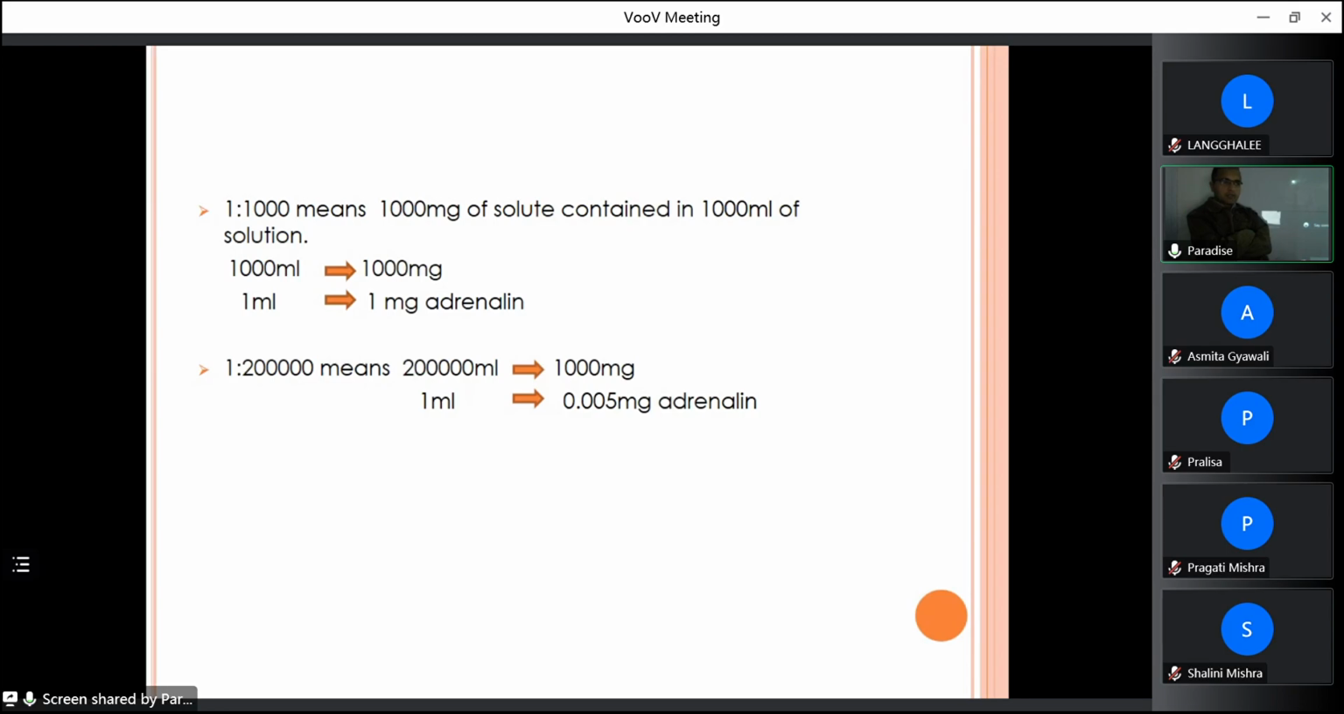And in exams, they ask such a question: if the concentration of adrenaline in a local anesthetic vial is 1:2 lakh, then 1 ml of local anesthetic solution contains how many mg of adrenaline? The options will be 0.5, 0.05, 0.005, 0.0005. It's very confusing, so you have to calculate it.